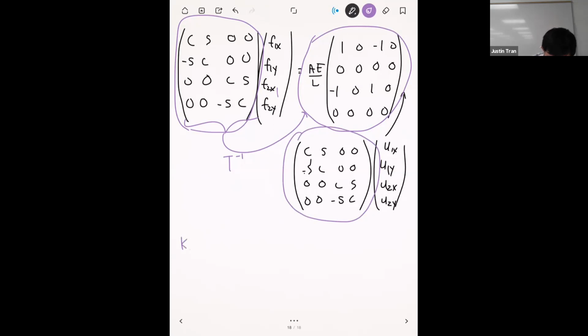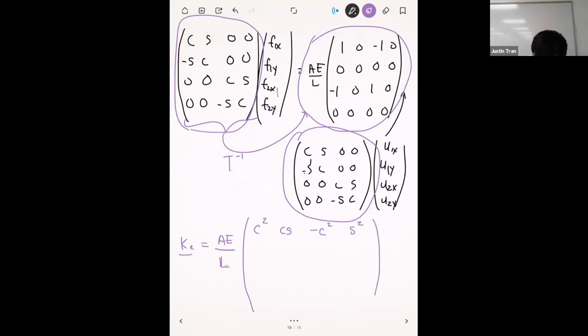In the end, what you get is an element stiffness matrix that looks like the following. Out in front, we have AE over L, which is just a scalar quantity, so it just survives all of this matrix multiplication. Then inside, we have a 4x4 matrix. Here we have cosine squared, cosine times sine, minus cosine squared, sine squared.